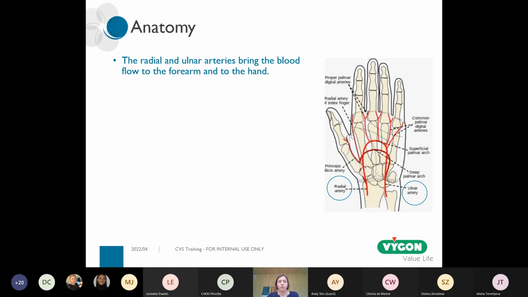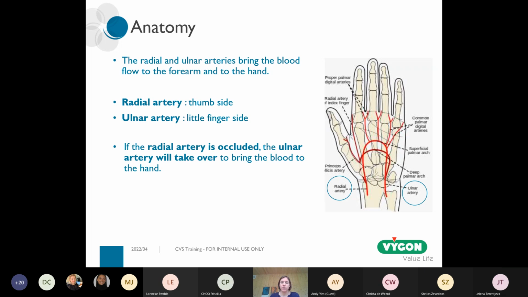For the anatomy of the hand, there are two important arteries to know. You have the radial artery, which is on the thumb side, and you have the ulnar artery on the little finger side. And if you have an occlusion of the radial artery, the ulnar artery will take over to bring the blood to the hand.